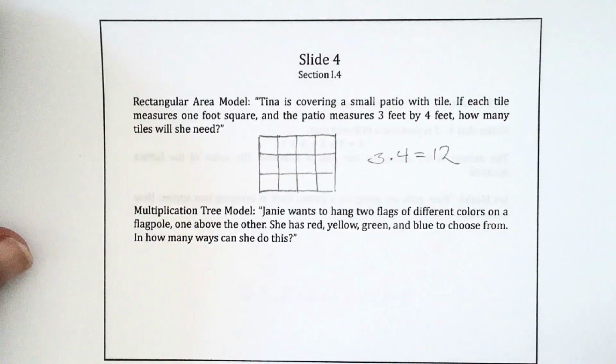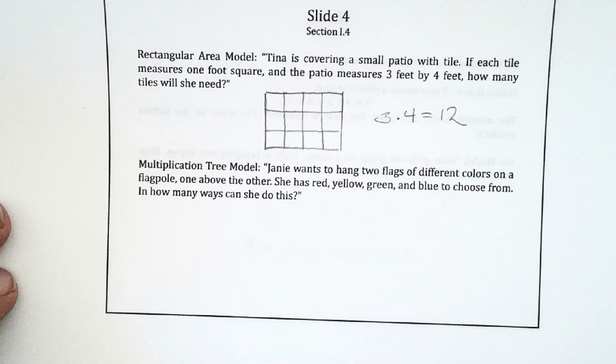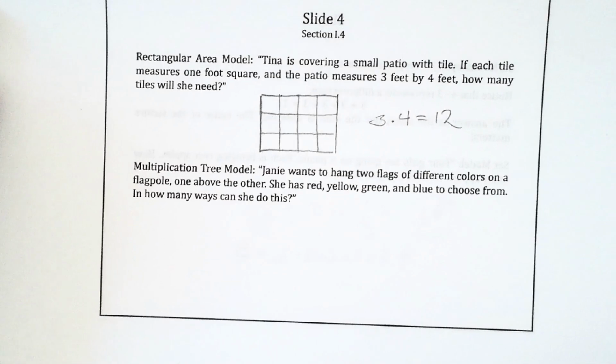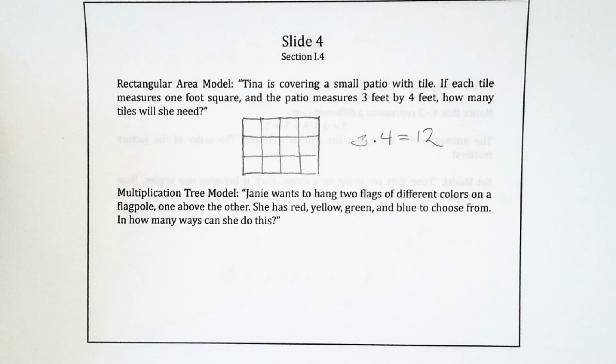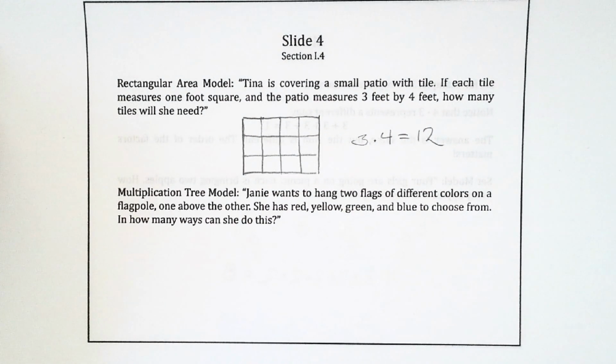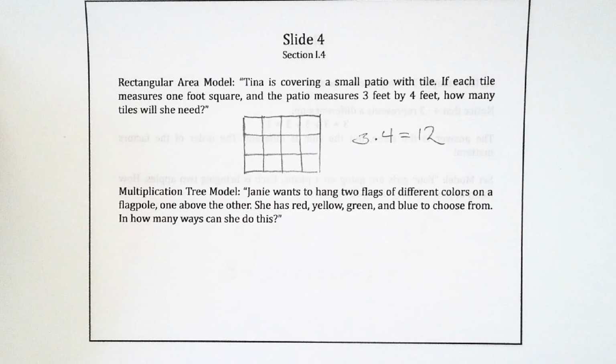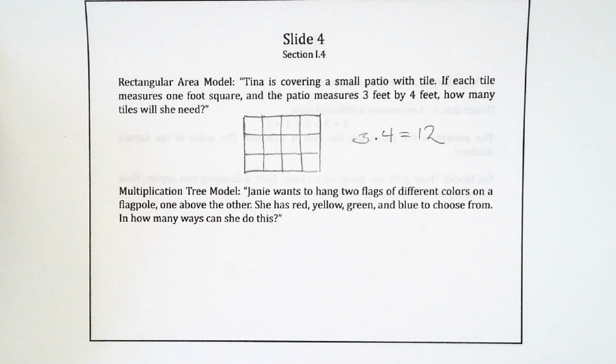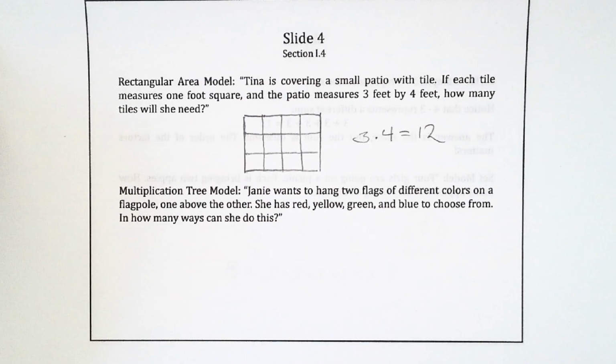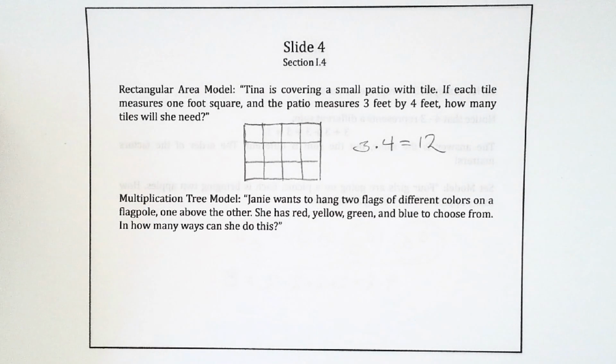Okay, the fifth model is the multiplication tree model, which usually applies when you have some kind of process that you can complete in 2 steps, and you're trying to figure out how many different outcomes are possible. So here, Janie wants to hang 2 flags of different colors on a flagpole, one above the other. She has red, yellow, green, and blue to choose from. In how many ways can she do this?